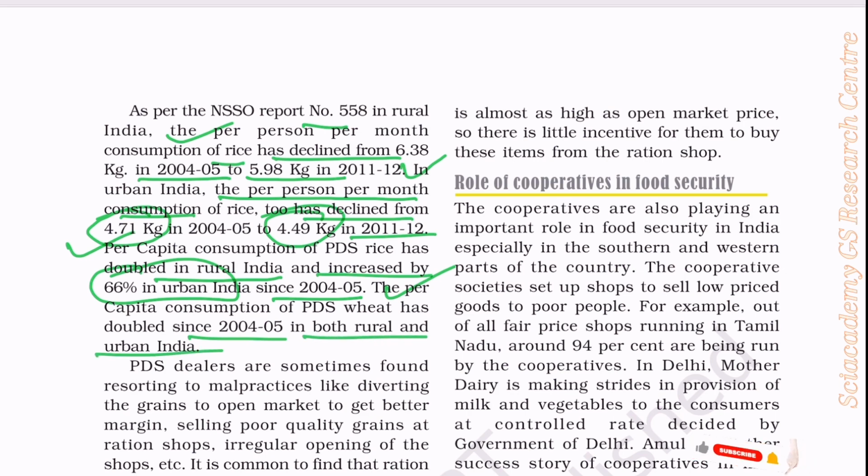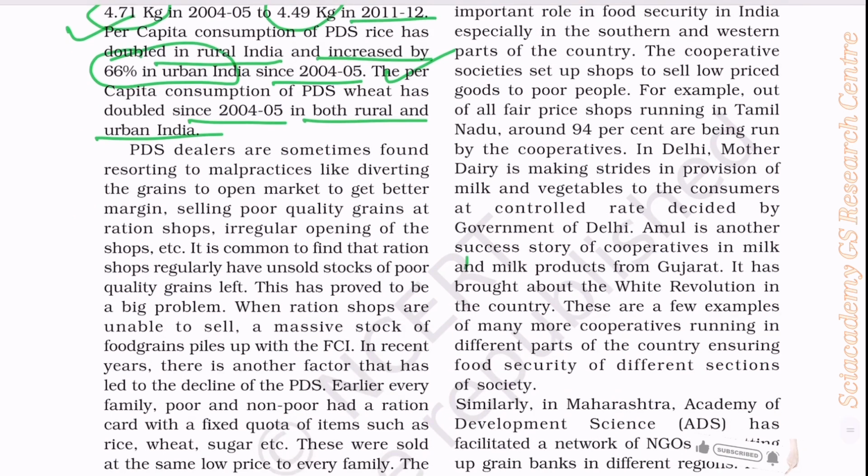PDS dealers are sometimes found resorting to malpractices like diverting the grains to the open market to get better margin, selling poor quality grains at ration shops, irregular opening of the shops, etc. It is common to find that ration shops regularly have unsold stocks of poor quality grains left.